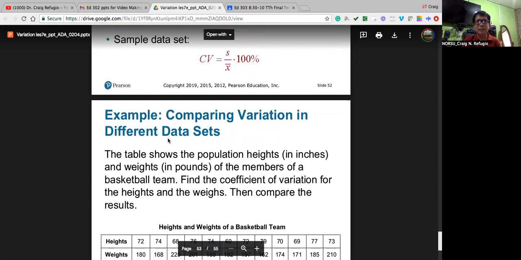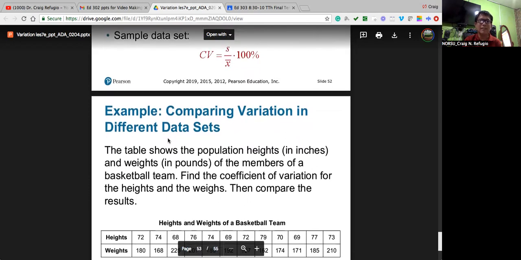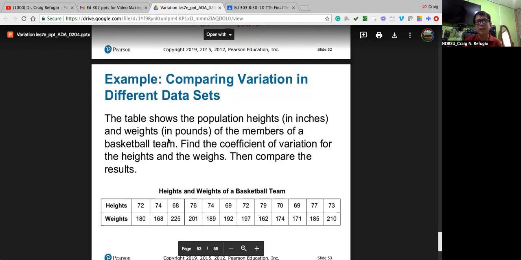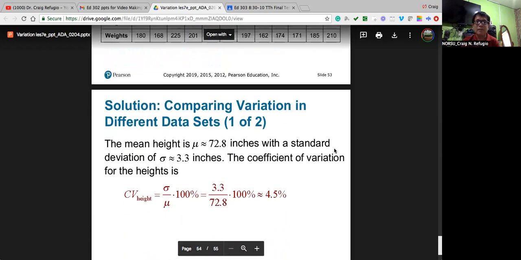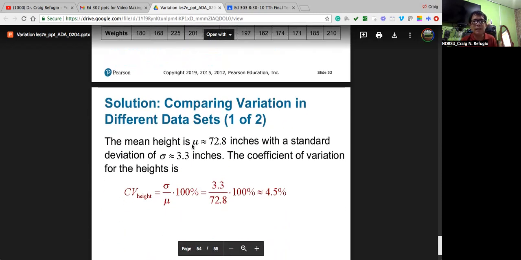Now, comparing variation in different data sets. The table shows the population heights in inches and weights in pounds of the members of a basketball team. Find the coefficient of variation for the heights and the weights, then compare the results. The heights are 72, 74, up to 73. The weights are 180, 168, up to 210. So we have the solution. The mean height is mu, approximately 72.8 inches, and the standard deviation sigma is approximately 3.3.